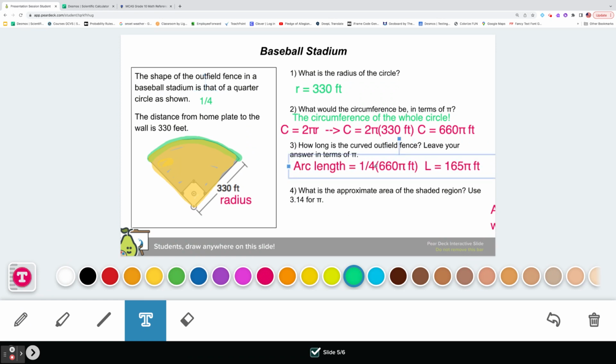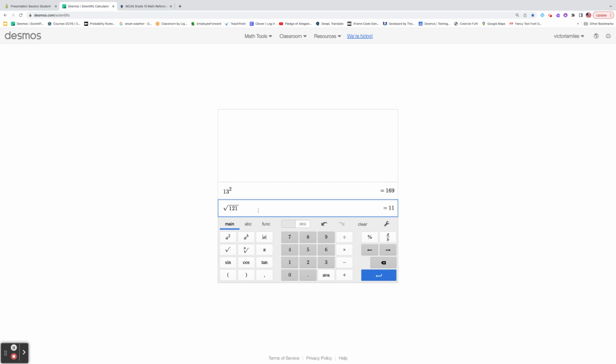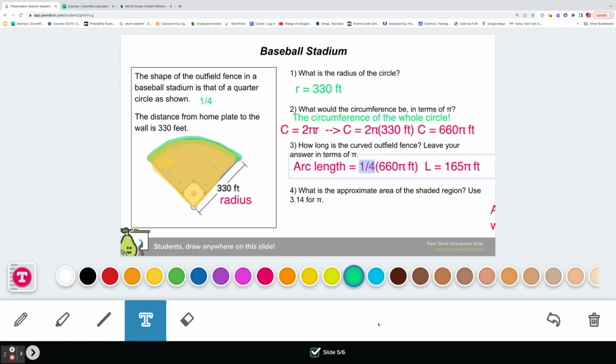And we know it's 1/4, one more time, because it says it's a quarter circle. So with our calculator, what's 1/4 times 660? And it does say leave your answer in terms of pi. Always check those directions. So 1/4 times 660 is 165 pi feet. So that's the length of this curved part.